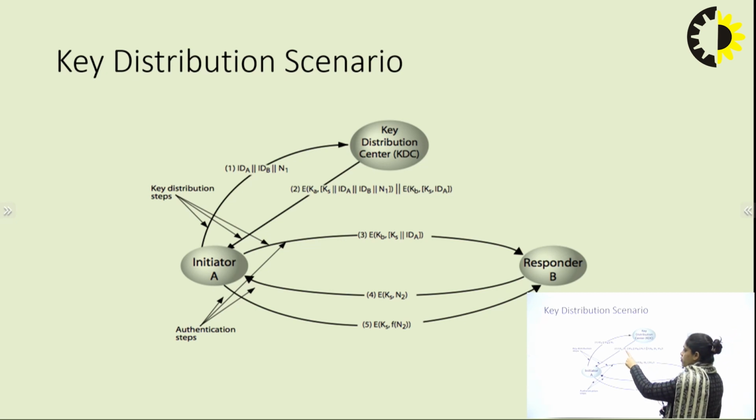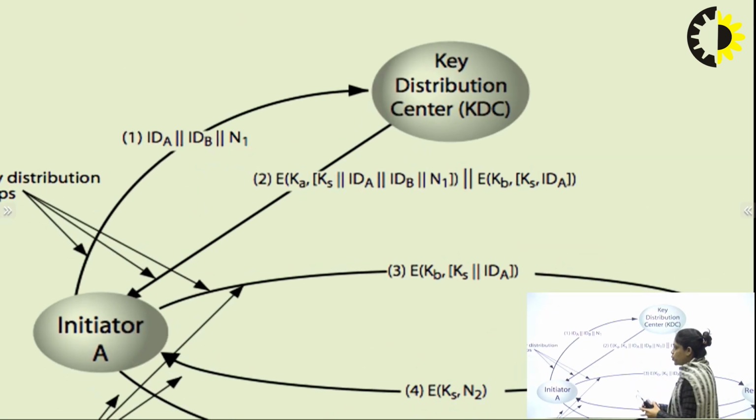Now it is going to encrypt two messages. First one is this one, second one is this one. The first one is encrypted with the session key, you can see. Identity of A is there, identity of B is there, and nonce 1 is there. It is sending it as the response.